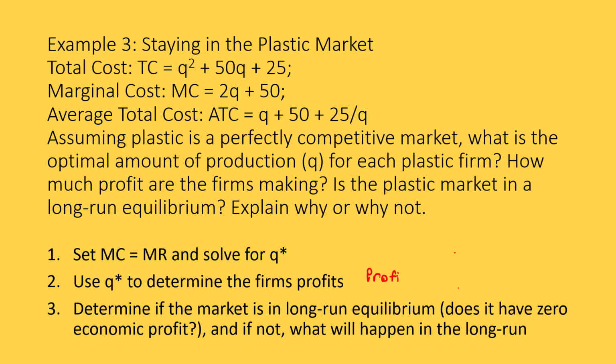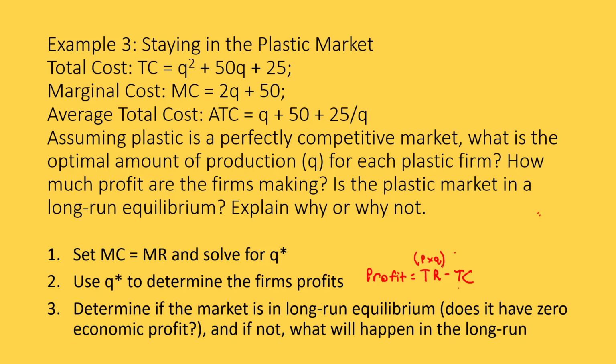So profit is equal to total revenue minus total cost, where total revenue is given by the formula P times the Q that you're producing. So you take your price and multiply it by the Q star that you just calculated in item 1 of these directions. And then total cost is that total cost equation that is given to you, Q squared plus 50Q plus 25, again with your Q star plugged into that equation.